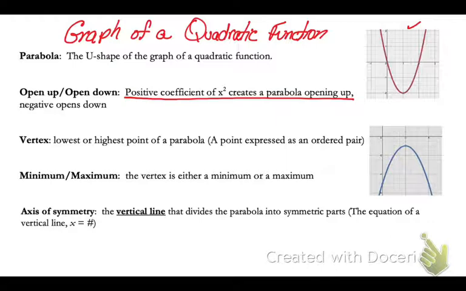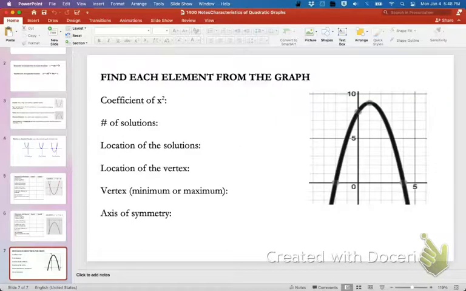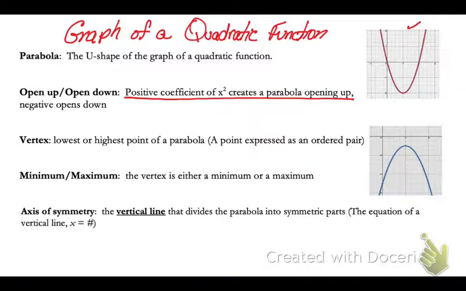So if the number in front of the x squared term is positive, the graph will open up like the red parabola that I have drawn. If the coefficient of the x squared term is negative, then the parabola will open down like the blue parabola that I have drawn.